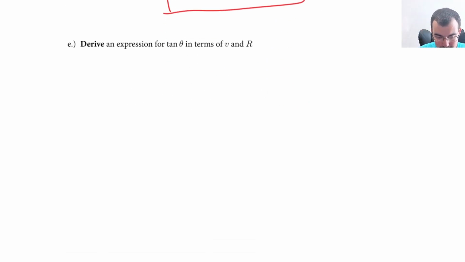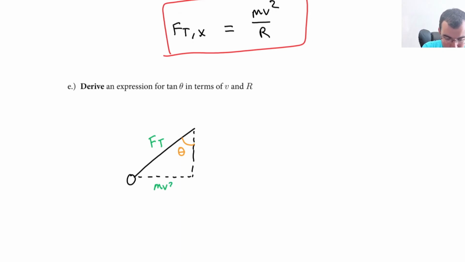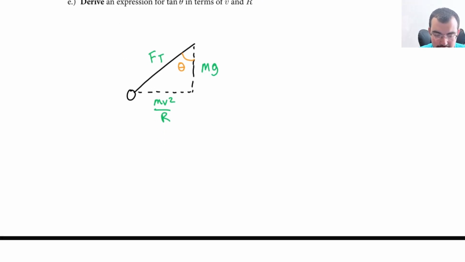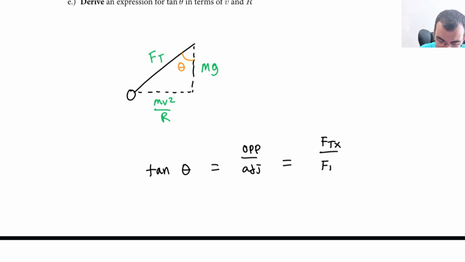So our string looked like this, where we are interested in this angle theta. And we said that the tension force, F_T, has two components. The x component of tension is supplying the centripetal force, and the y component of tension is balancing the weight. So we can just use the definition of tangent here to say that tangent of theta is just the opposite over adjacent, which would be the x component divided by the y component.